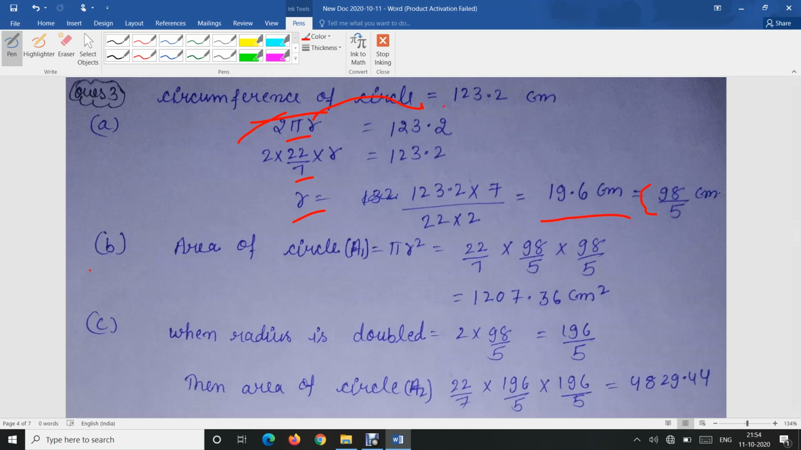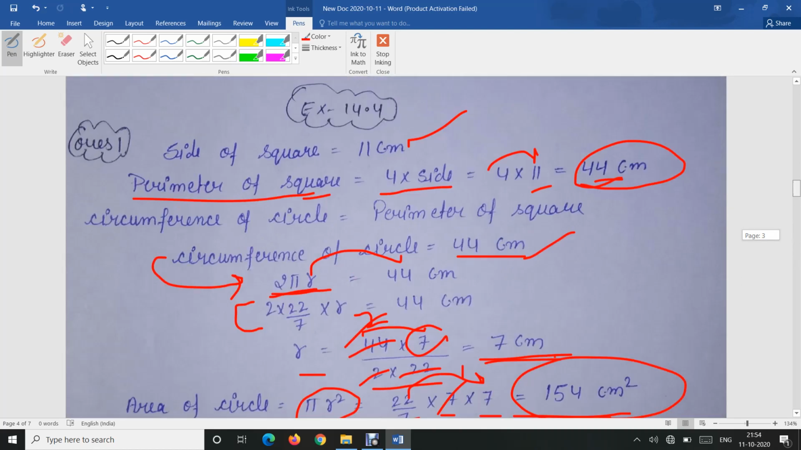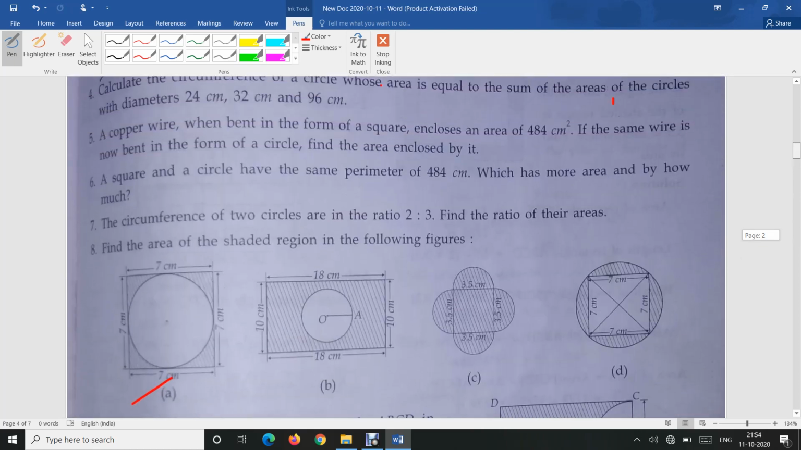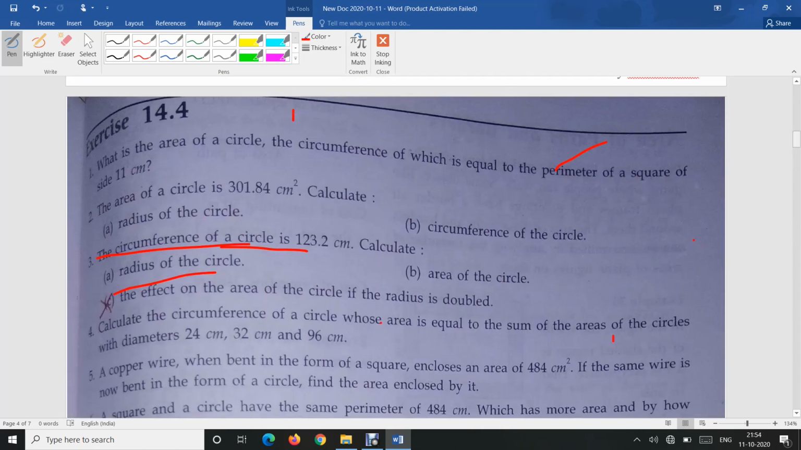Now the B part is you have to find out the area of the circle. Area of circle is pi r square. Now 22/7, which is the value of pi, and r square, where r is the value we have found above. And on solving that you get 1207.36 centimeter square. You just need to apply the formula, and after that put the values, and then you will find the solution. Now let's see part C.